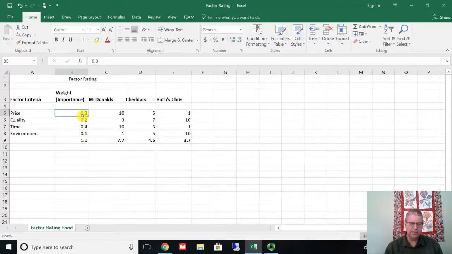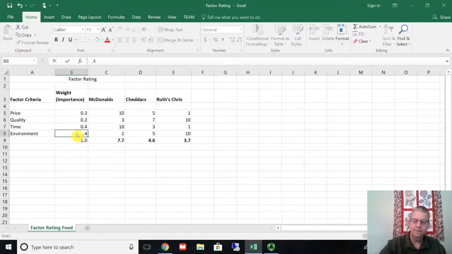So this is my daughter. I asked her to do the same thing. I said, look at these four criteria: price, quality, time, and environment. Tell me what you think is important. And you can probably guess. Right, you got it. She says, no. And 40% of the weight is on environment.